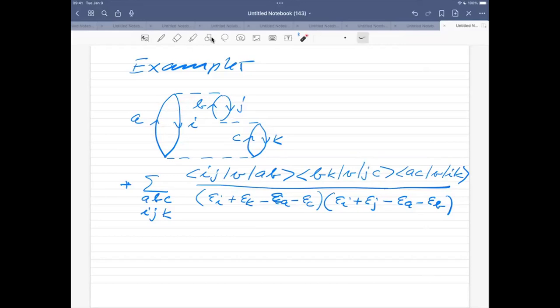Now, tomorrow we are going to look at more examples, and we also need to discuss in more detail some particularities which pertain to the evaluation of diagrams. And this is where we would stop today.